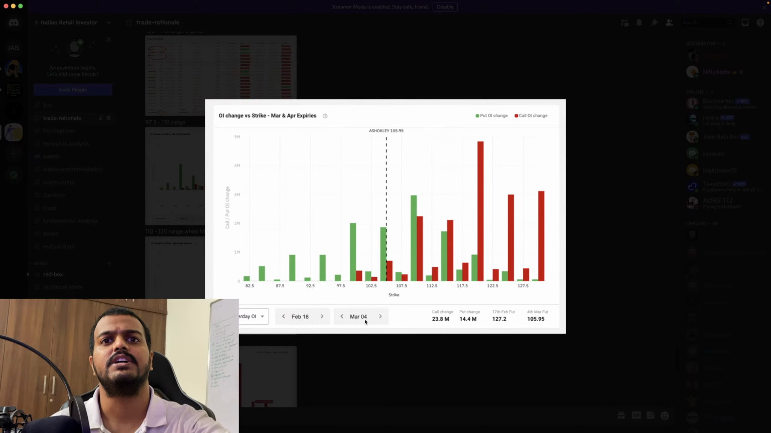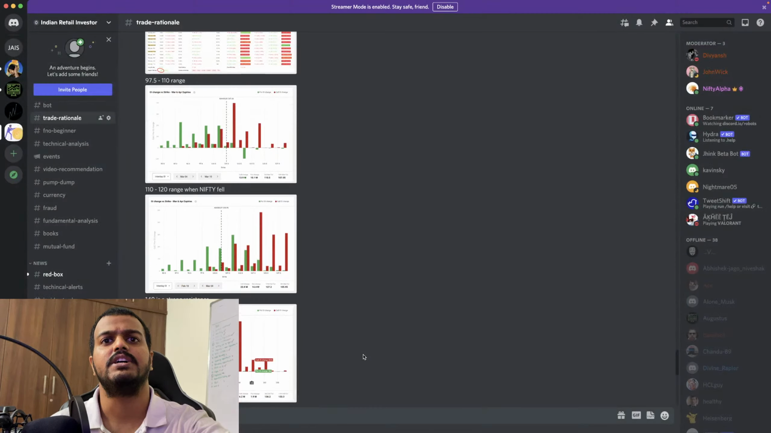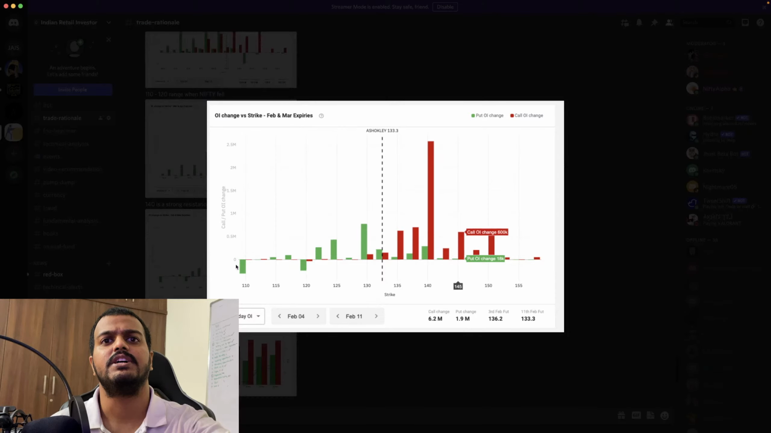Before that, from 18th to 4th, there were straddles being created at the 110 range, and 120 was a huge resistance. Going further down the line, 140 was a resistance, and since then it was falling. So whoever has shorted might have shorted it at the 140 area. I think that will be the strongest resistance for Ashok Leyland.